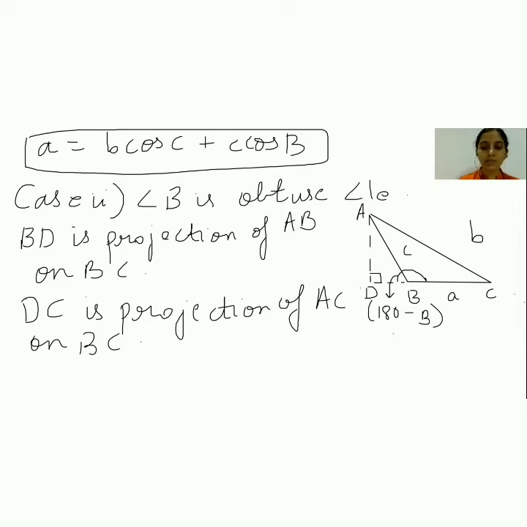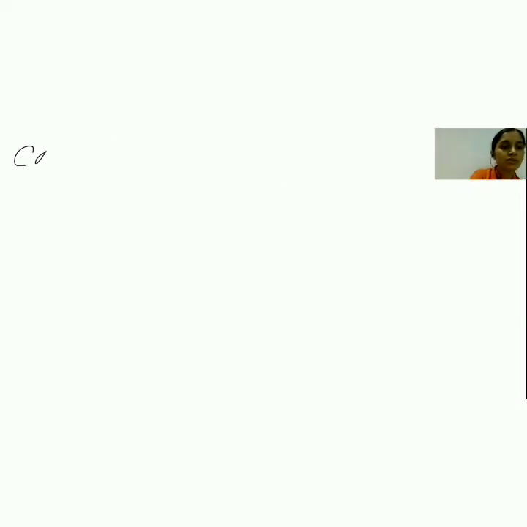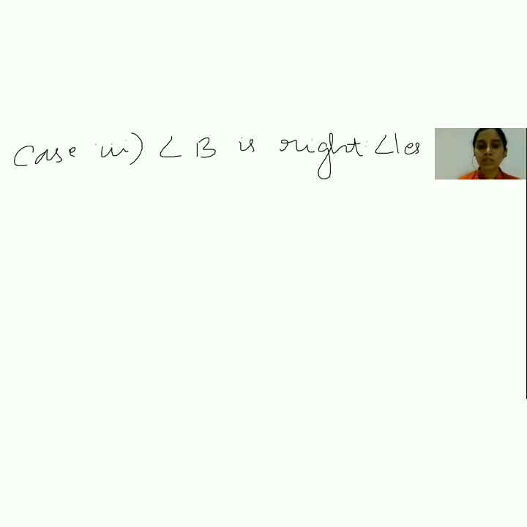What will be case 3 then? Case 3 will be angle B is right angled. Now if angle B is right angled, do we require AD or will it merge with AD? Yes, so the triangle itself will become a right angled triangle. Okay, so let us draw a right angled triangle here. The naming will be: this is A, this is B, and this is C, 90 degrees, right?